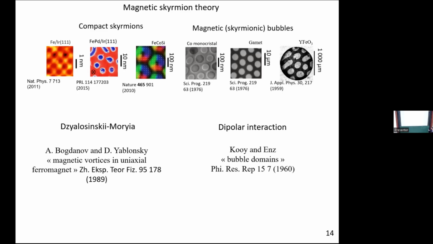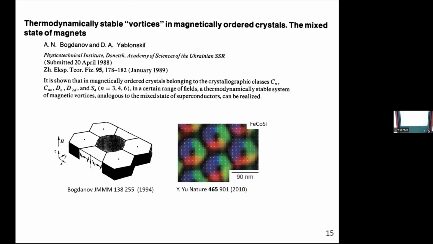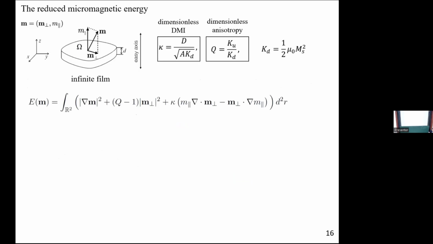And it was only in 1989 that there was a prediction of the existence of skyrmions. Back then they were called magnetic vortices. And it's only 20 years later that these objects were observed for the first time. So to give you an idea of where this solution comes from, I show a simple model in 2 dimensions.